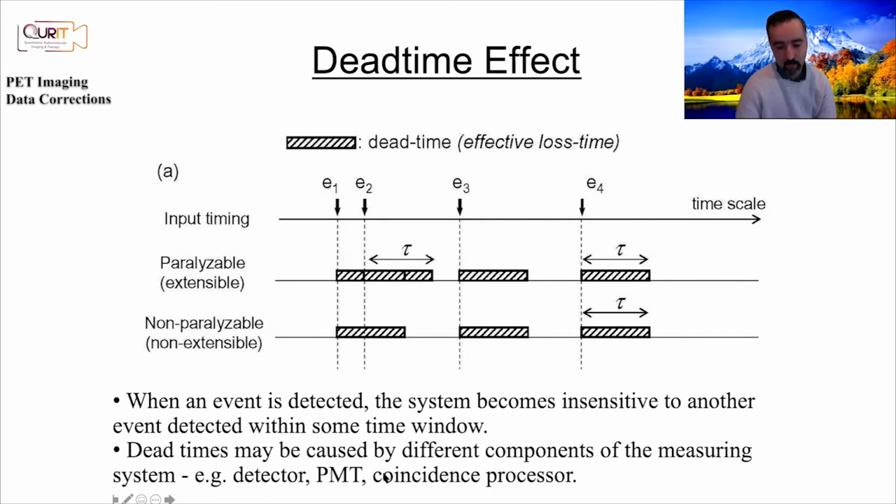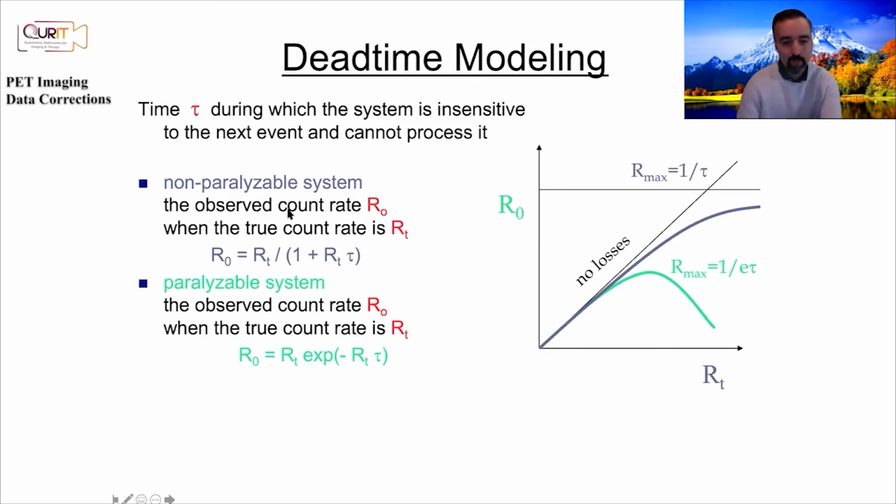And we have different portions of a system, of a PET system, for example, or a single photon camera, that add to dead time. It could be the scintillators, the detectors, the PMTs, the electronics, the coincidence processor. This last one is only for PET. And so you could have both of these phenomena.